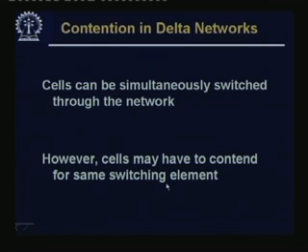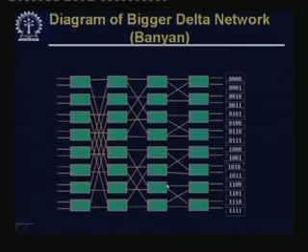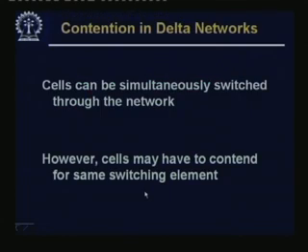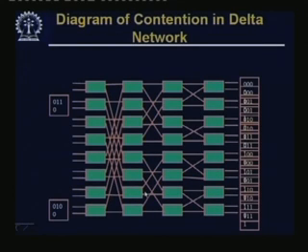First, let us go back to the earlier diagram. You see, as this fellow says, 0000 wants to talk to 0001. So, he will simply go like this, and similarly another line over here may want to go straight down to somewhere over here. So, many calls can go through together, but this is not always the case, as there may be contention for the same switching element, as we will see in this diagram.